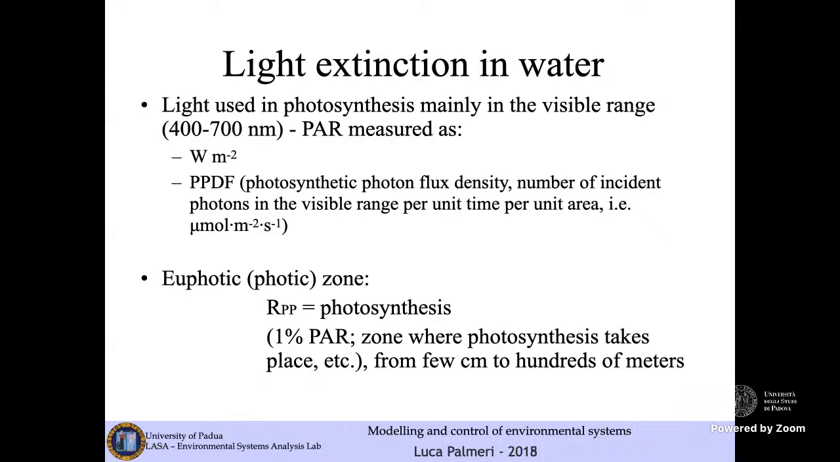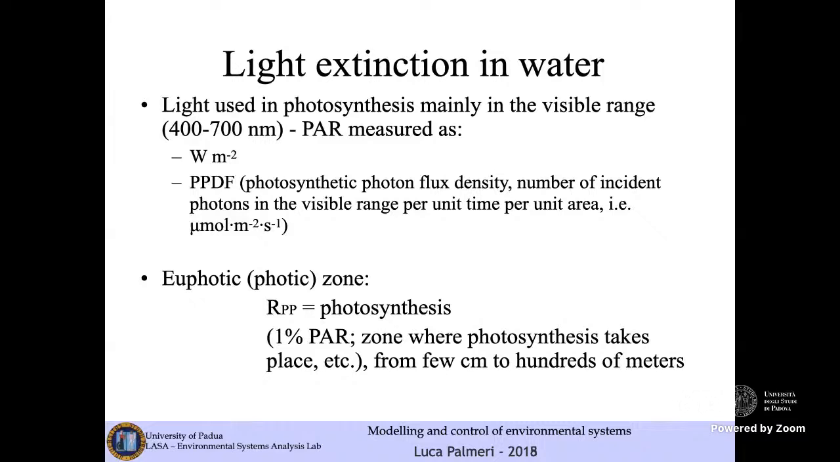I remind you that this is a definition that brings into play the Einstein, that is moles of photons in the visible range, for example. In this case, we may find a relationship between the photosynthetic activity and the photosynthetic photon flux density, in terms of number of incident photons in the visible range, that is the energy range or wavelength range for which photosynthetic activity is present.